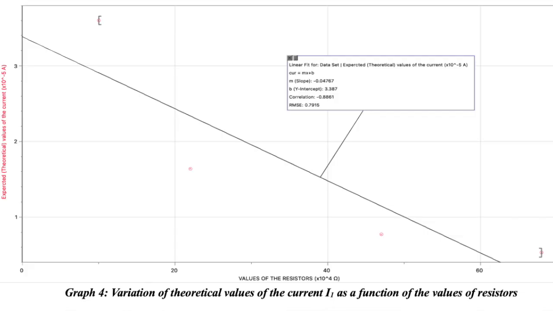has a negative slope. Now, the theoretical values of the currents calculated through Kirchhoff's laws, I will show them here. First graph is the graph of variation of the theoretical values of the current I1. These graphs also show a linear and inversely proportional relationship between the values of the resistors and the values of the currents flowing in the circuit. Furthermore, the expected values are similar to actual values, which met the expectations.